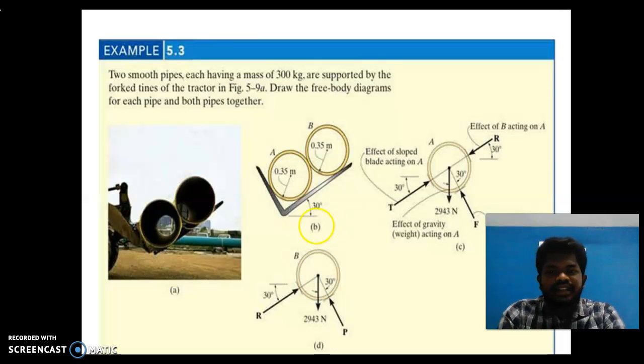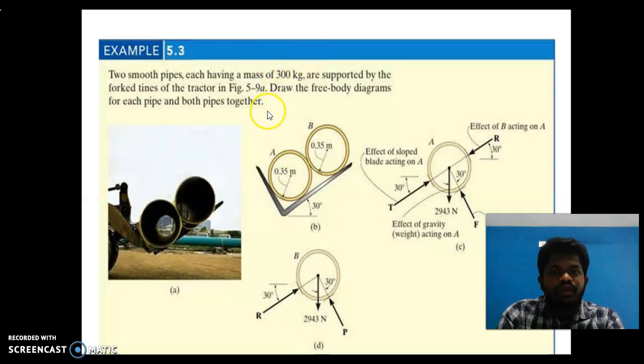So here the tractor, the two smooth pipes. Smooth pipe means we ignore the friction, the surface friction. Each has a given mass and is supported by the forked tines of the tractor, like a V channel. So draw the free body diagram for each pipe and both pipes together.